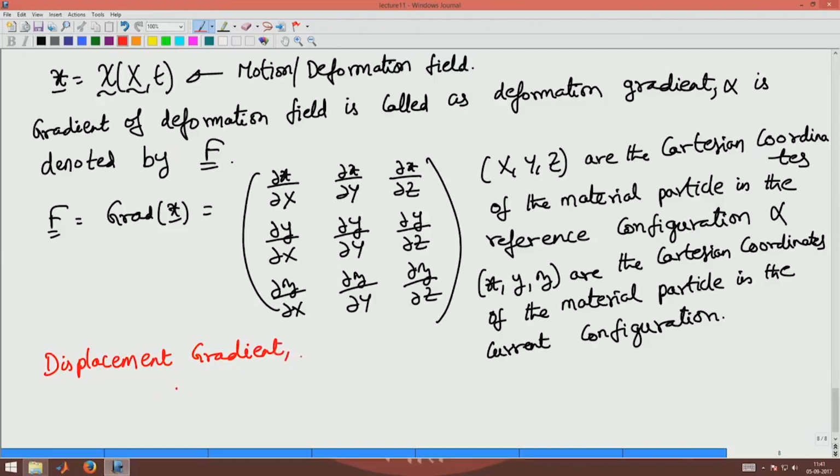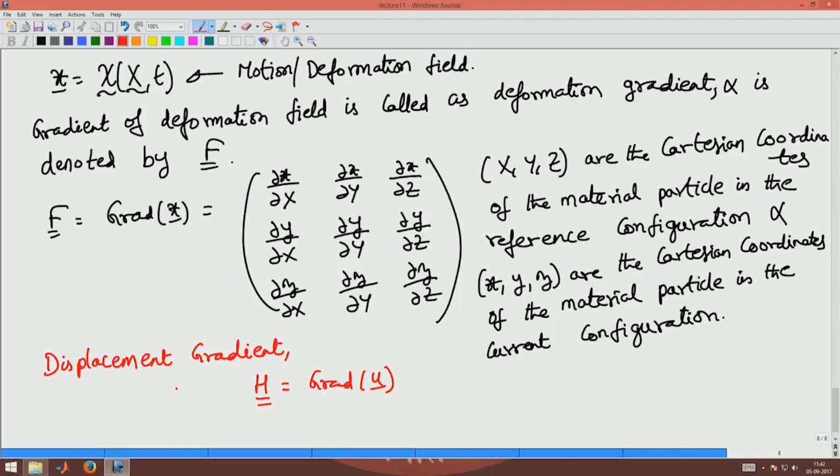Which is denoted by capital H, which is gradient of u. Here I use capital G to denote that the gradient is with respect to capital X, capital Y, capital Z. If it is the gradient with respect to small x, small y, small z, I will use a small g here instead of grad. Okay.